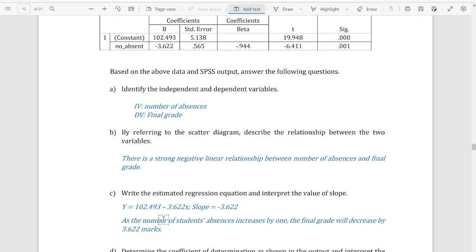As the number of students absences increases by 1, okay, the final grade will decrease. Kenapa decrease? Sebab nilai slope adalah negative. Okay, the final grade will decrease by 3.622 mark. So kat sini tak perlu letaklah nilai negatif dia, sebab kita dah kata decrease dekat sini. So you don't need to put negative in front here anymore. Okay, so decrease by the value of the mark is 3.622, right?